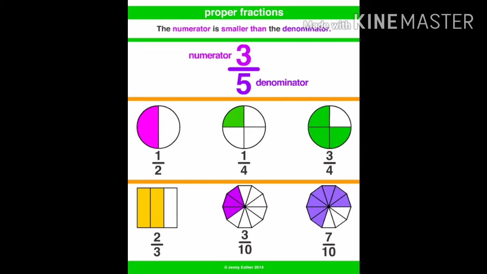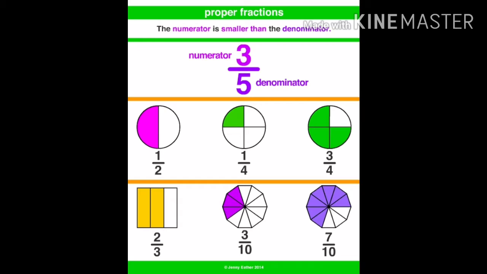Proper fraction. Students, always remember that the value of every proper fraction is less than 1. The numerator is smaller than the denominator. So you can see in this picture, the numerator is 3 and the denominator is 5. So 3 is less than 5. Many fractions are given in this picture: 1 by 2, 1 by 4, 3 by 4, 2 by 3, 3 by 10 and 7 by 10.